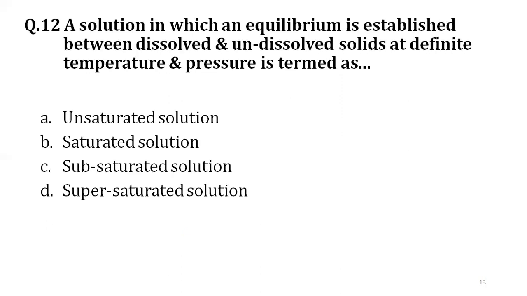Question number 12. A solution in which an equilibrium is established between the dissolved and the undissolved solute at a definite temperature and pressure is termed as. First, A, unsaturated solution. B, saturated solution. C, subsaturated solution. And D, supersaturated solution.